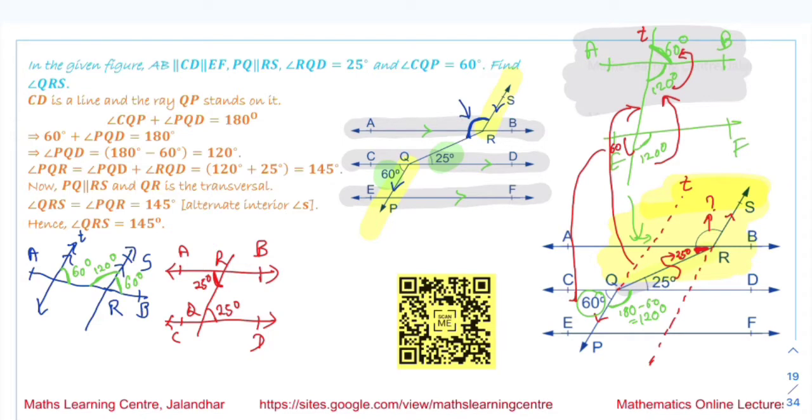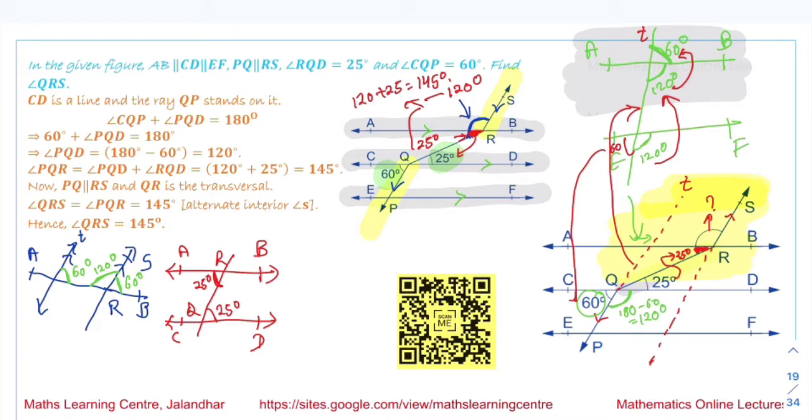This smaller part over here is equal to 25 degrees, and this angle we have obtained is 120 degrees. So the total angle we have over here is 120 plus 25, which is equal to 145 degrees.